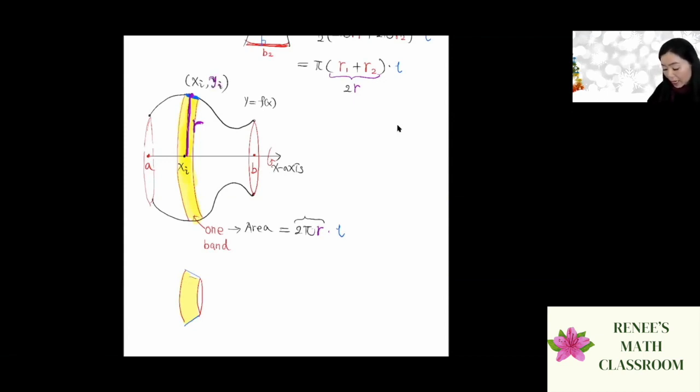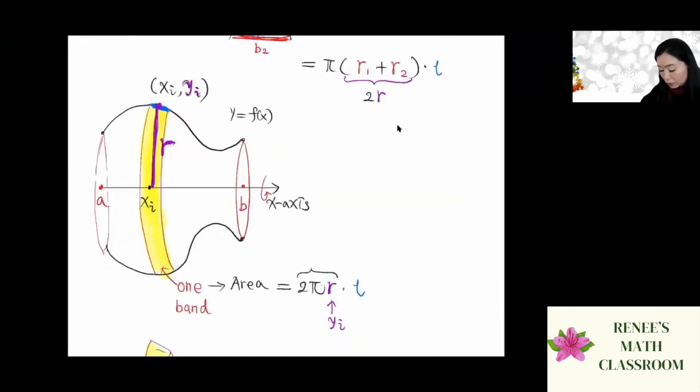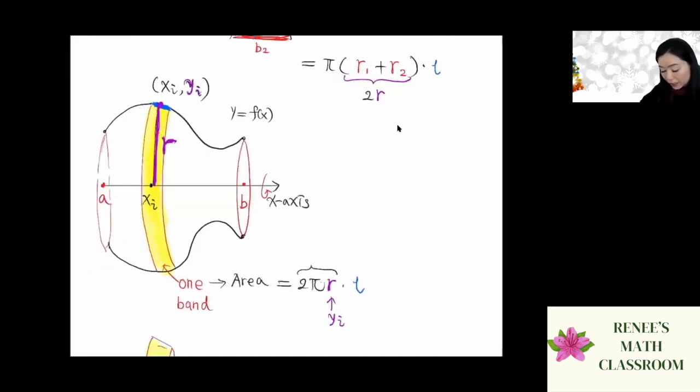So this is yi right here. 2 pi times this r gives you the circumference of this circle, and that circle is made by rotating this point about this x-axis. So rotate this point about this x-axis, you're going to get a circle. And the circumference of that circle is this 2 pi yi.